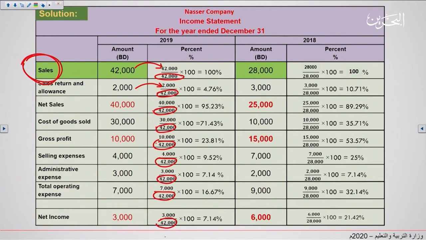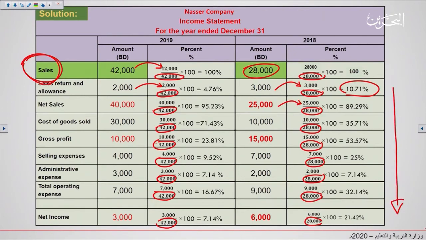The same for all the amounts here. We just copy the first number, 42,000, the same for all the figures. Okay, let's see 2018. The amount for sales is 28,000, so the base is 28,000, the same for all the amounts. We just copy the first number. For example, sales return and allowance 3,000: 3,000 divided by 28,000 multiplied by 100 equals 10.71%. Okay, and it will be the same for everything.